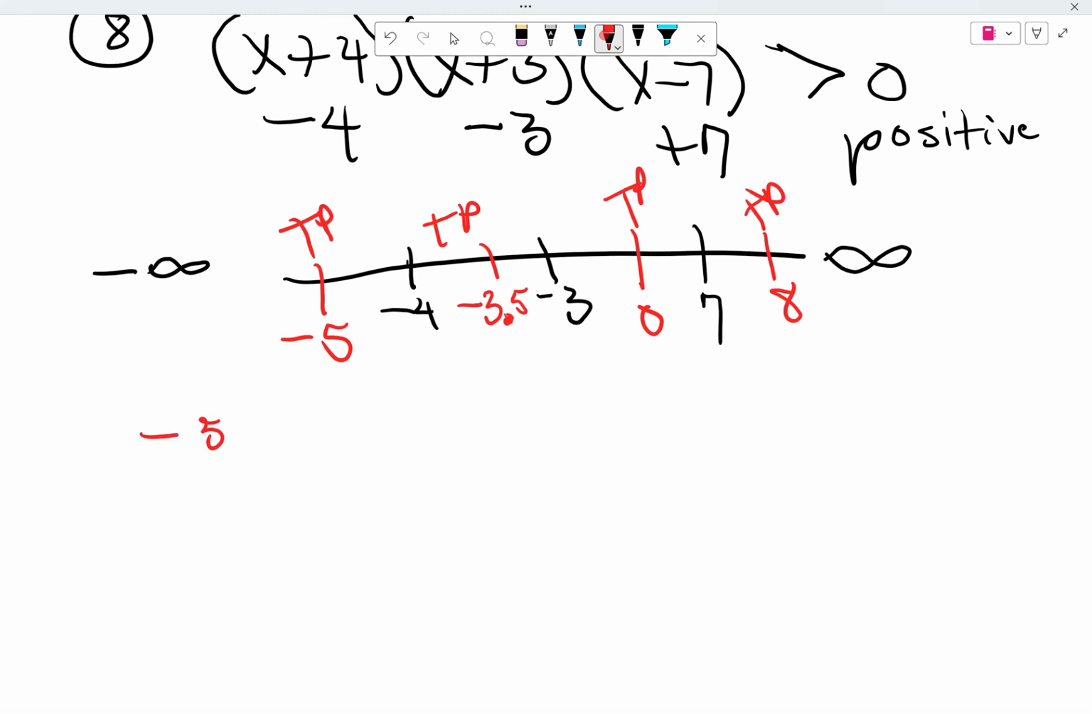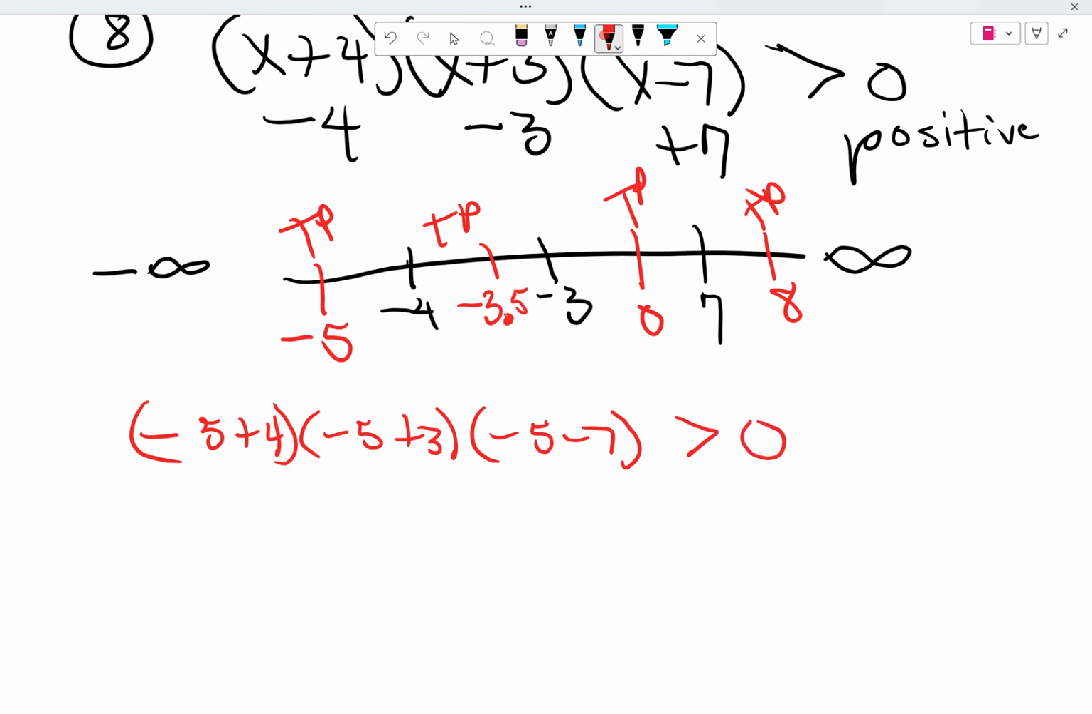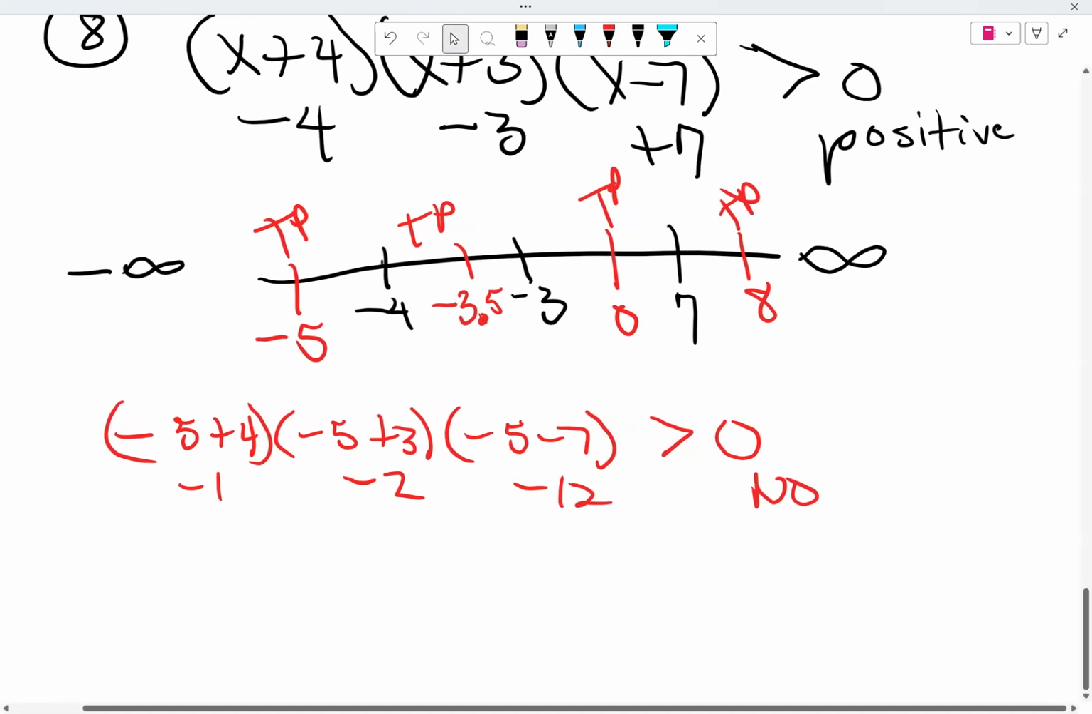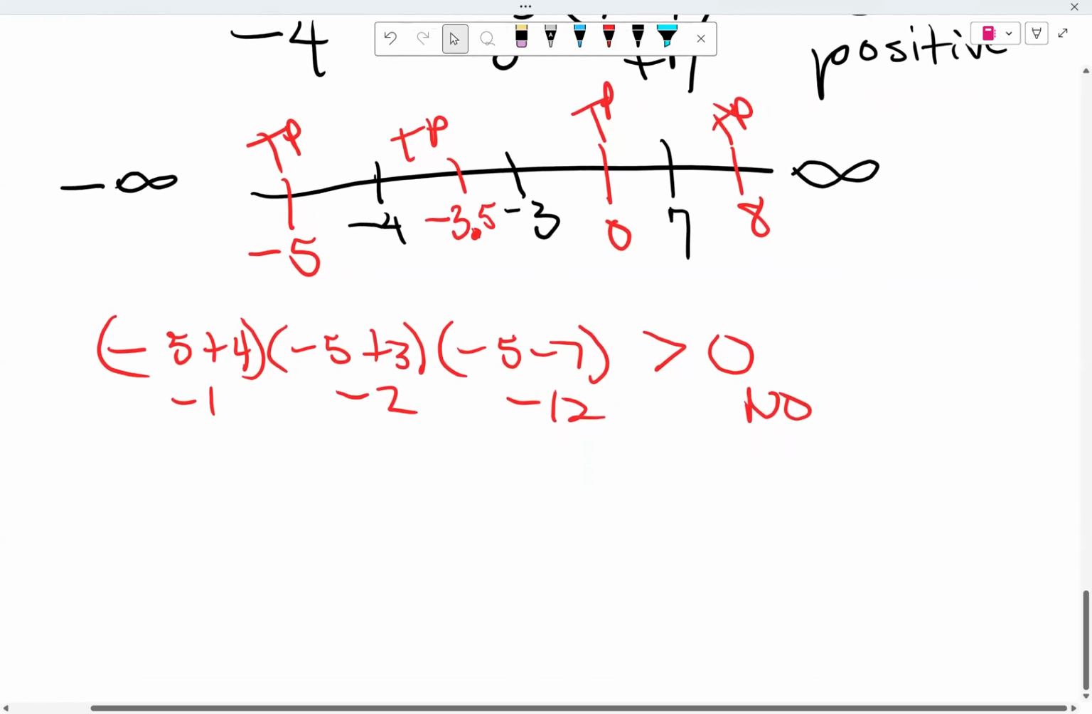So -5 plus 4 times -5 plus 3 times -5 minus 7, is that a value that is positive? Let's see. This is -1, this is -2, and this is -12. I would argue no, because as a product, you get a negative number.